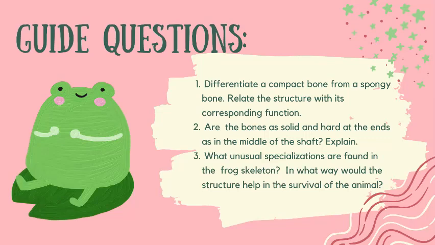Number 2. Are the bones as solid and hard at the ends as in the middle of the shaft? Explain. No, it's not. The ends of the bone are called the epiphysis, and it is made up of cartilaginous structures. Therefore, it is not as hard as the middle of the shaft. The middle shaft is called diaphysis and is a hard structure with compact bone.